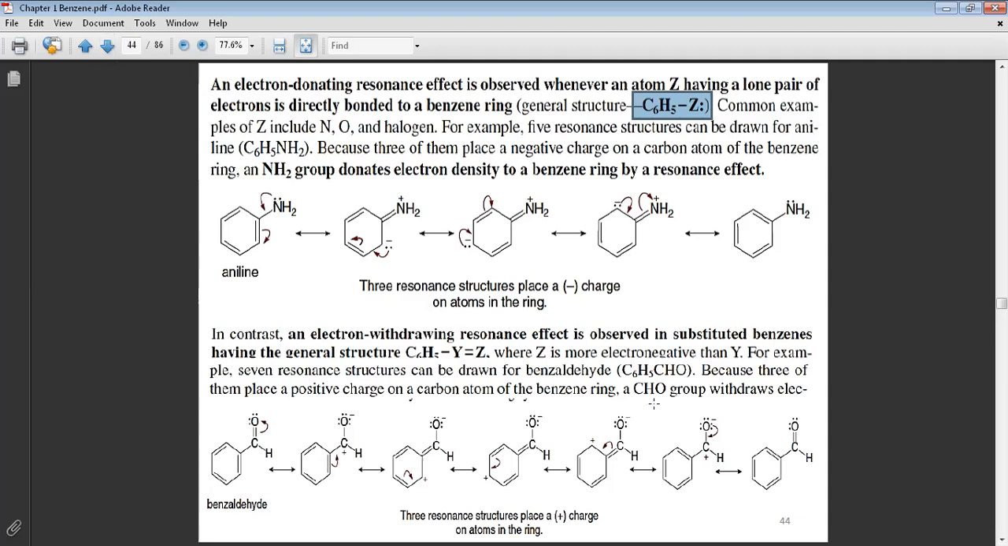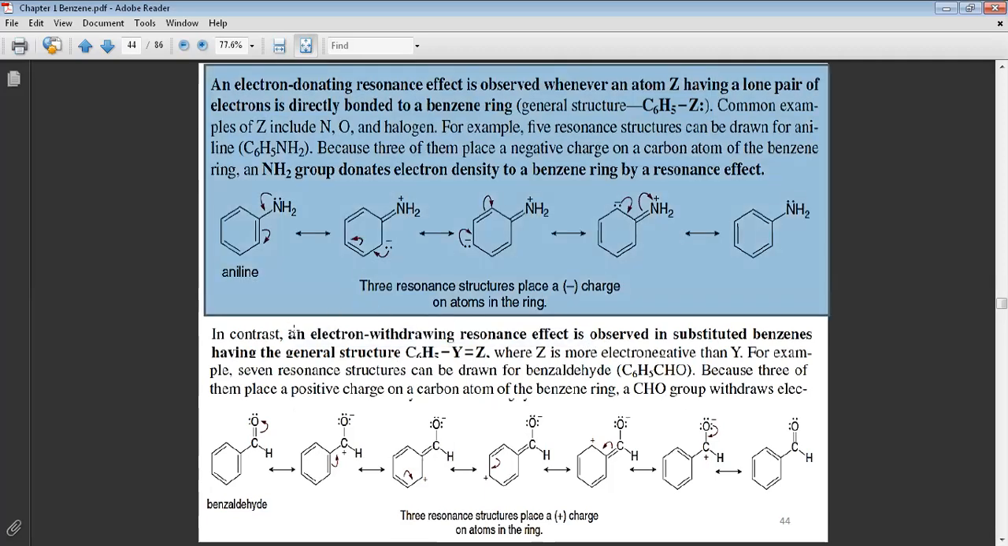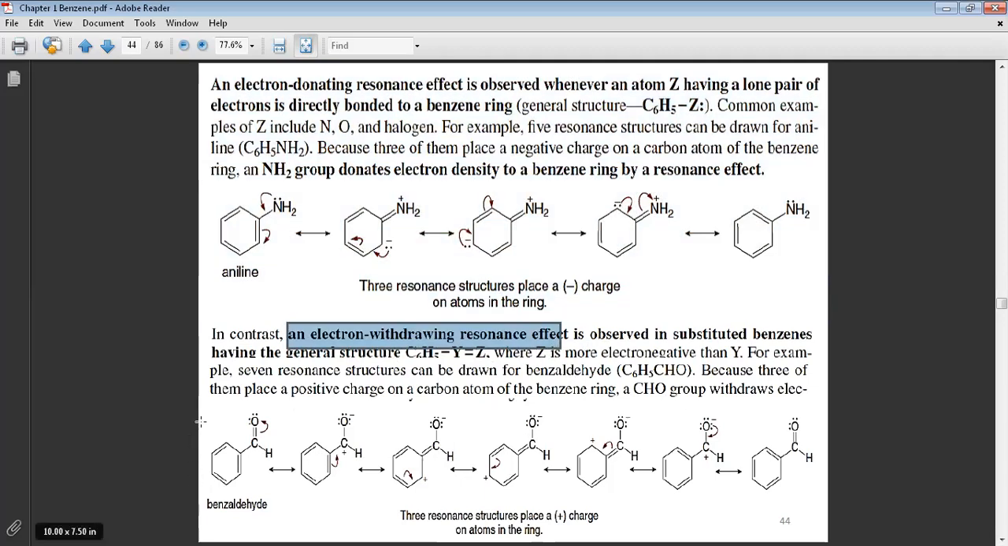This is about the inductive effect, where the group directly on the ring is positive or partially positive. So this is electron withdrawing by resonance effect. Okay, electron withdrawing by resonance effect. Very good. Okay.